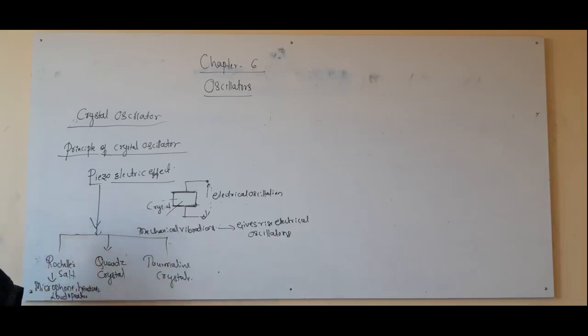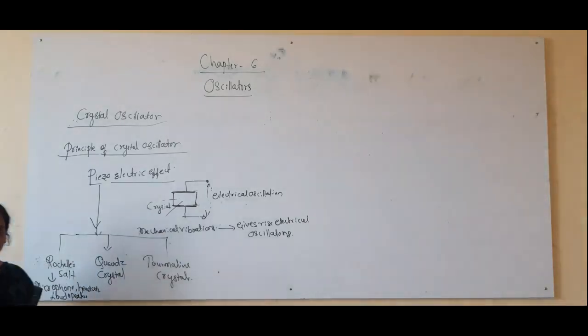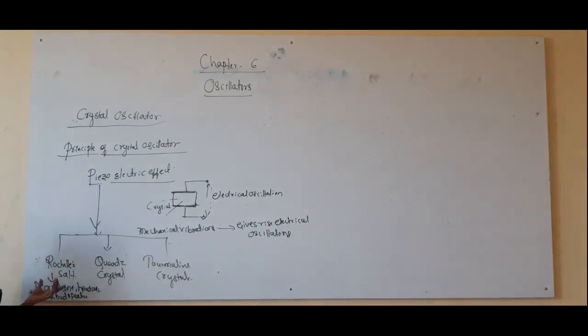So they are going to be used as a crystal for your oscillation generation. For that purpose they are going to be used, even though they are mechanically very weak. They are not too strong, because of that they can break easily. Mechanically it is not strong, because of that the Rochelle salt breaks easily. They are also readily affected by temperature variations like moisture as well as temperature or heat, because of that this Rochelle salt is used for limited applications. So this one is the disadvantage.